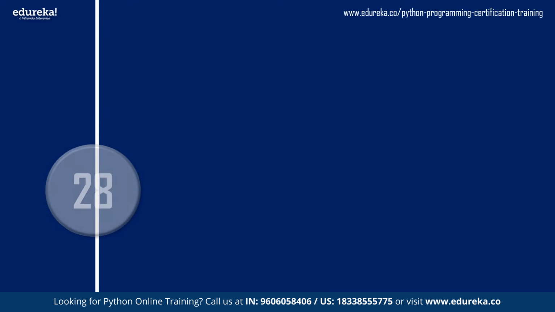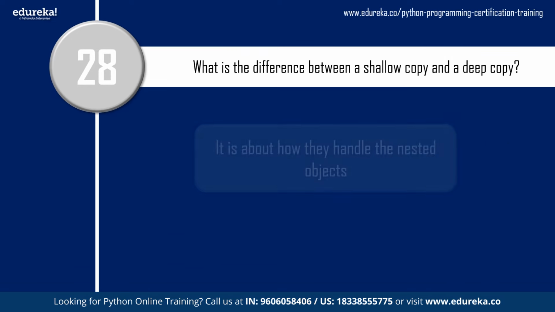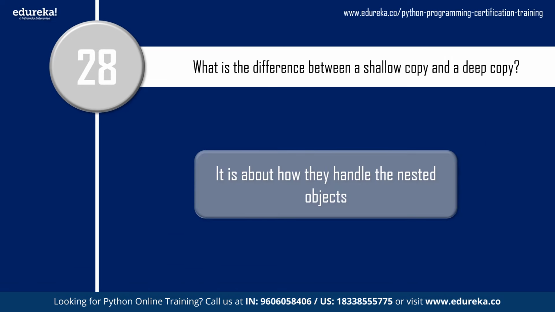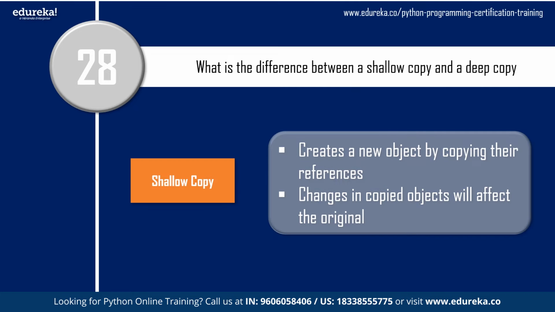What is the difference between a shallow copy and a deep copy? The difference between shallow copy and deep copy is primarily about how they handle nested objects. A shallow copy creates a new object, but instead of copying the nested objects, it just copies the references to them. This means that the original and the copy will share the same nested objects. Changes to the nested object in the copied object will affect the original object and vice versa. However, changes to the container object will not affect the other.